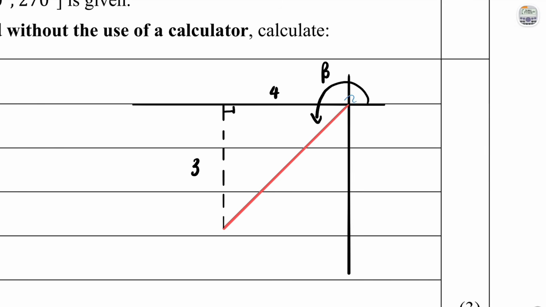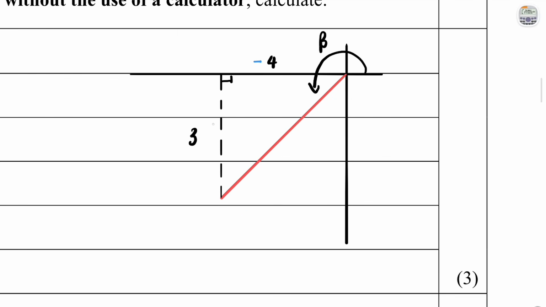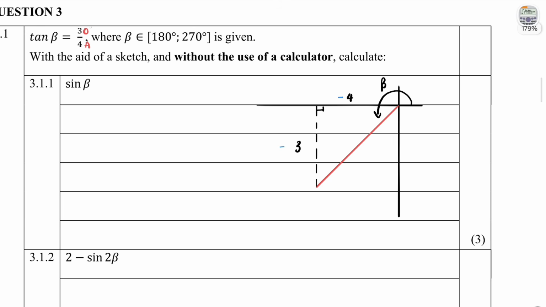So this 4 is on the negative part of the x-axis, so it's actually a negative 4. But so is 3. 3 is also on the negative part of the y-axis. This is a negative number, so it also takes a negative. And that's why they became 3 over 4, because they were both negative and they're divided to give a positive.